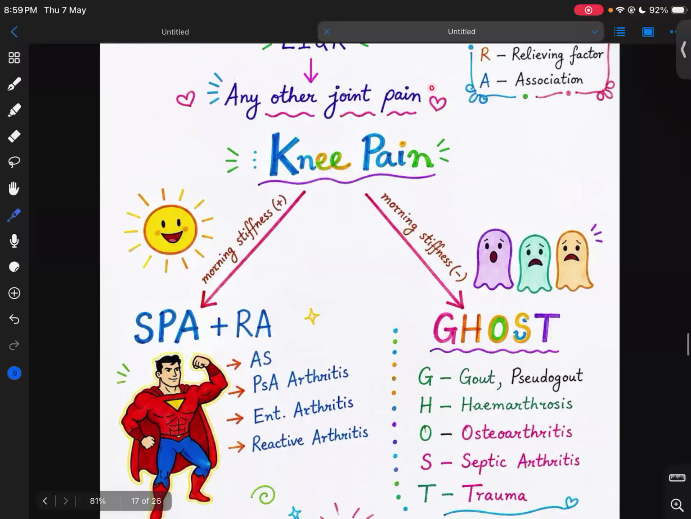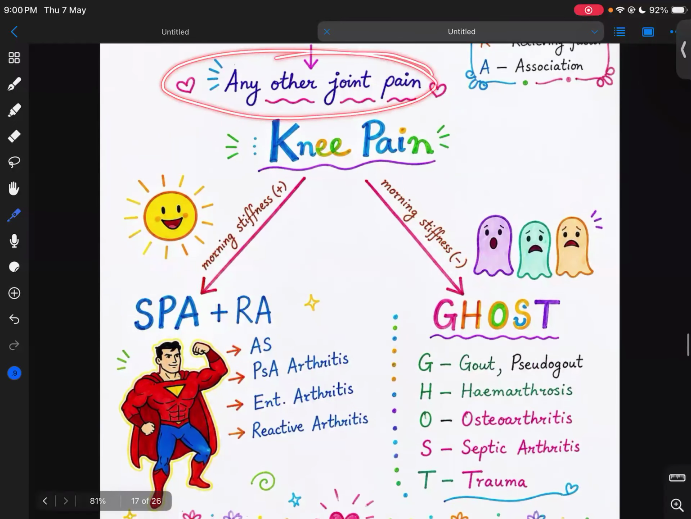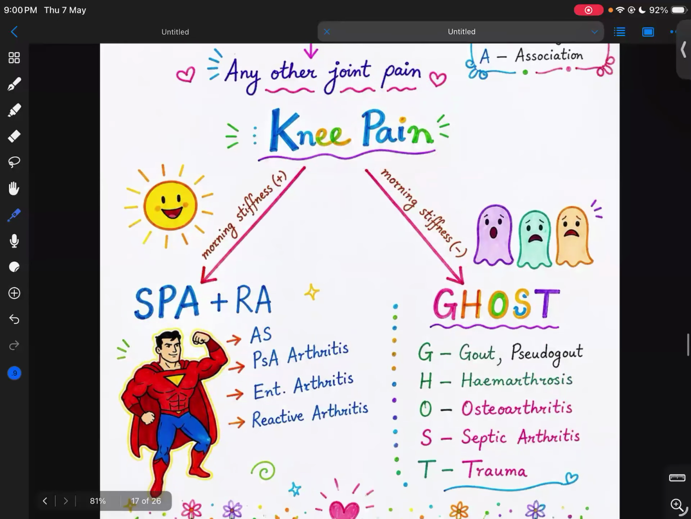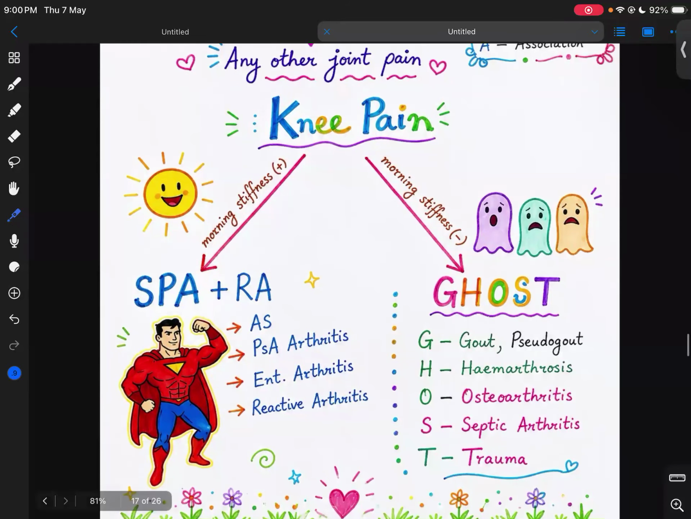Whenever you are asking, is there any other joint pain? In the knee pain, if the patient tells you that the pain is at both the knees and also at both wrist joints, then you will get your diagnosis that this may be a case of rheumatoid arthritis. No other screening question is needed right after. You just have to touch all the points of rheumatoid arthritis and all other clinical features of rheumatoid arthritis. So this is for inflammatory knee pain.